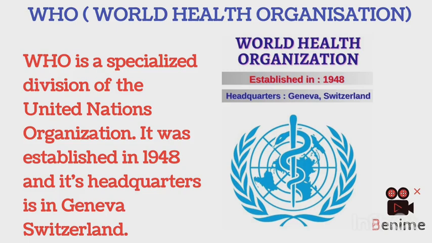WHO is a special division of the UNO. UNO is the United Nations Organization, and WHO was established in 1948. Their headquarters is in Geneva, and Geneva is in Switzerland. So in the next slide, we're going to see the roles of the World Health Organization.